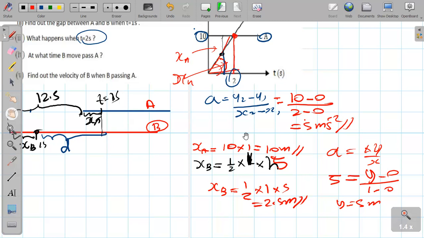This is what you will get in the exam, term test. If you don't know how to tackle it, then it's done.